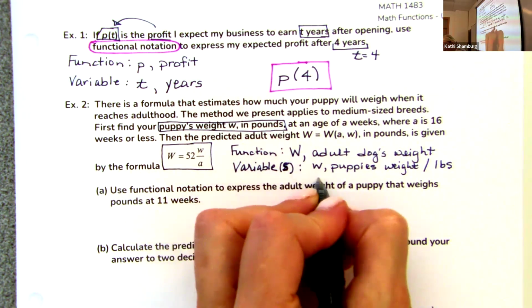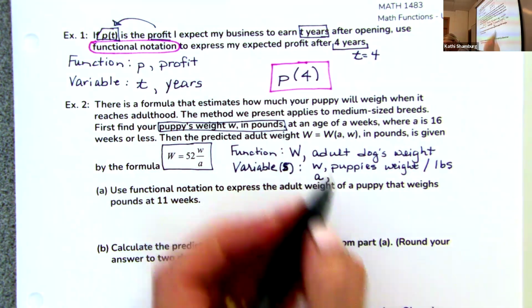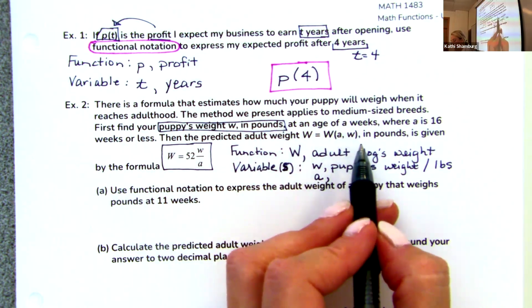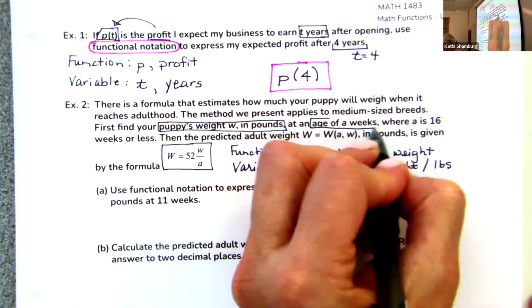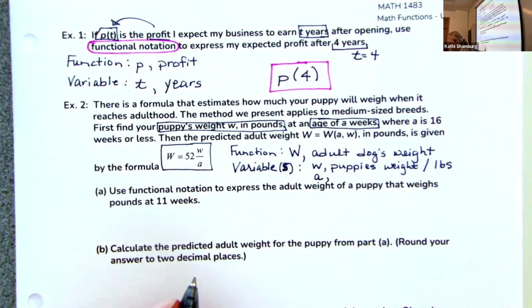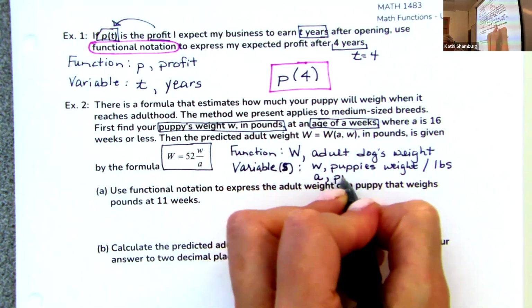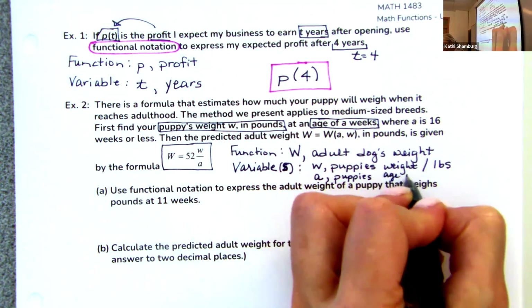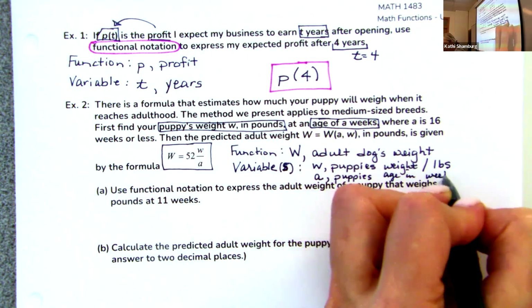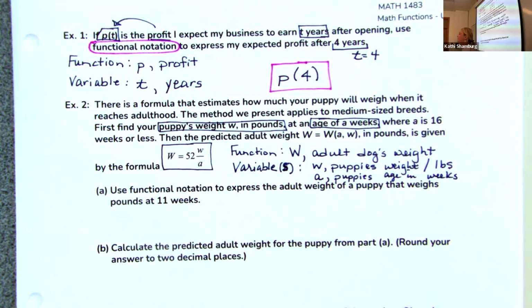All right, and then we have A. So I look up here. Now, I get it. You might read this as age of weeks, but this is A weeks. So A is the puppy's age in weeks. Now you can't say just puppy's age, right? Because if you said my puppy's 1, I would assume 1 year. This is talking about weeks. So you have to be specific on that.